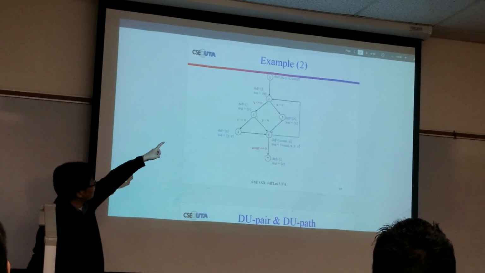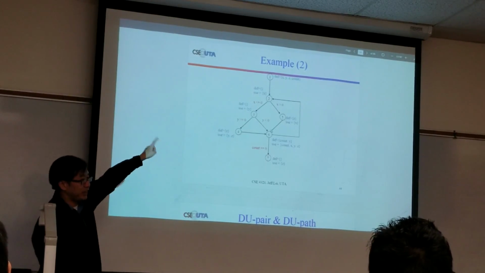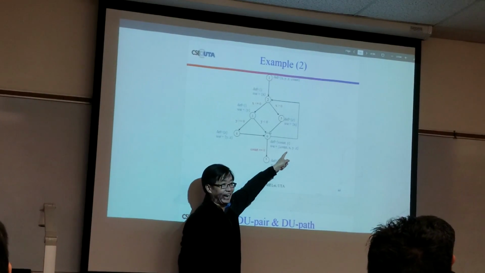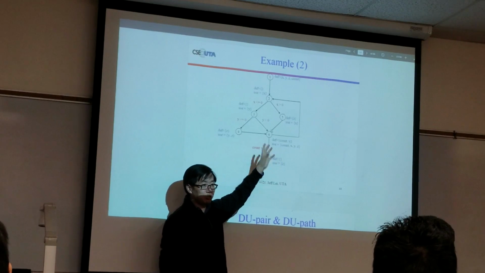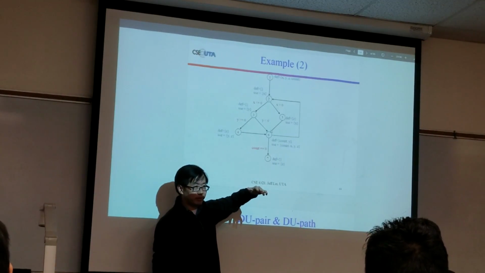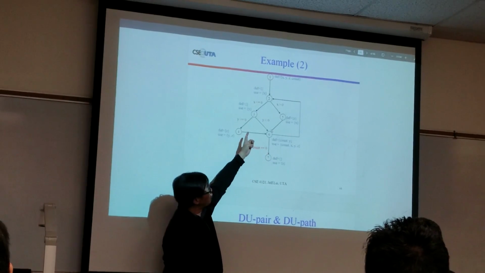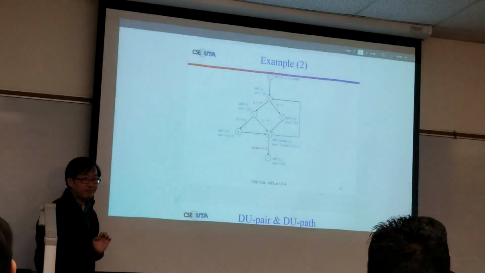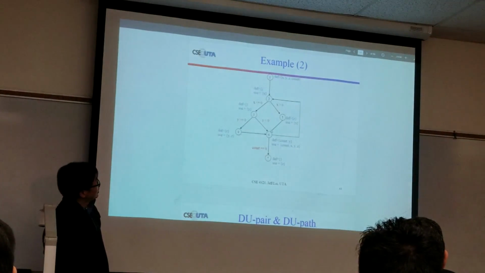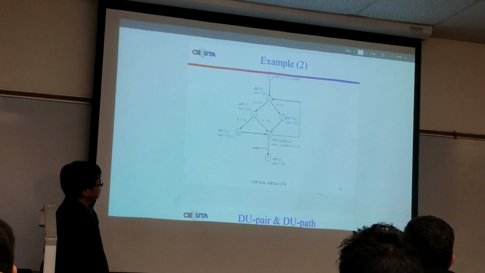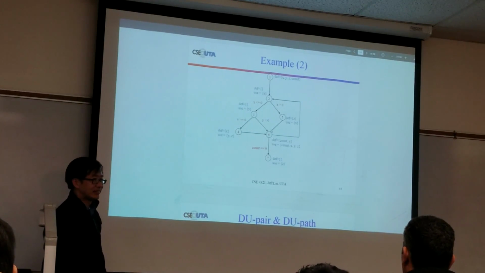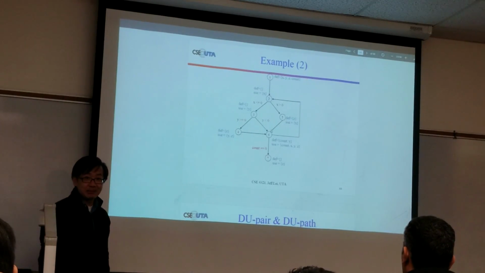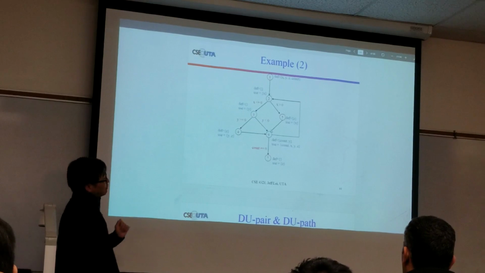So in node 1 we have a definition of x, right? In node 6 we have a use of x, right? So remember that DU stands for definition and use. So now we have a path from node 1 to node 6. Is this path definitely for x? I think so. You do not have any definition of x in the middle, right? So it is definitely for x.